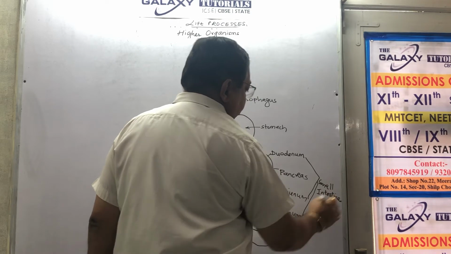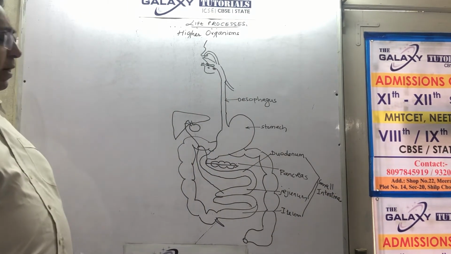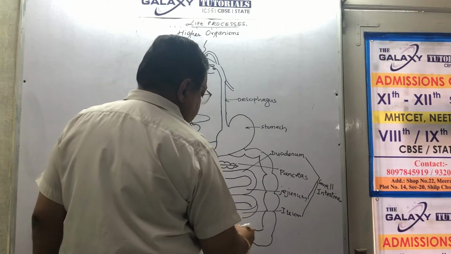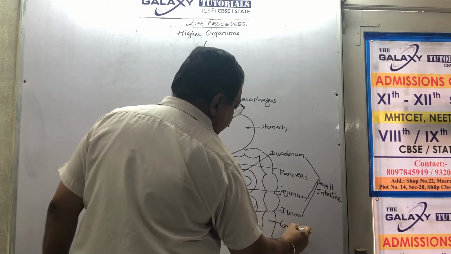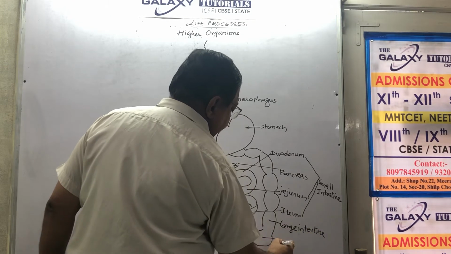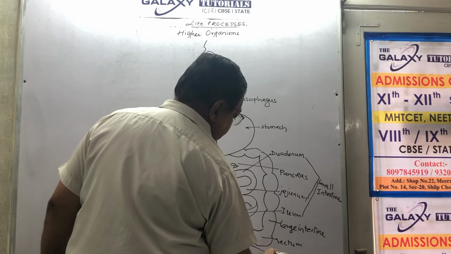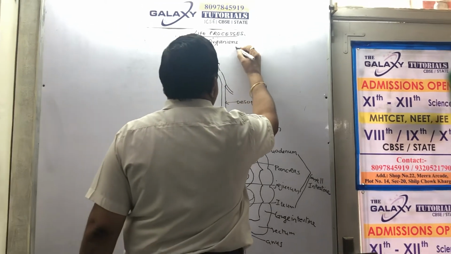We don't need, because I have to explain, I am putting all the explanation. Otherwise, simple labeling of a diagram will help you. Then, this is your large intestine. I can label here, I can label here. Large intestine. This is rectum and this is anus. Digestive system of man.